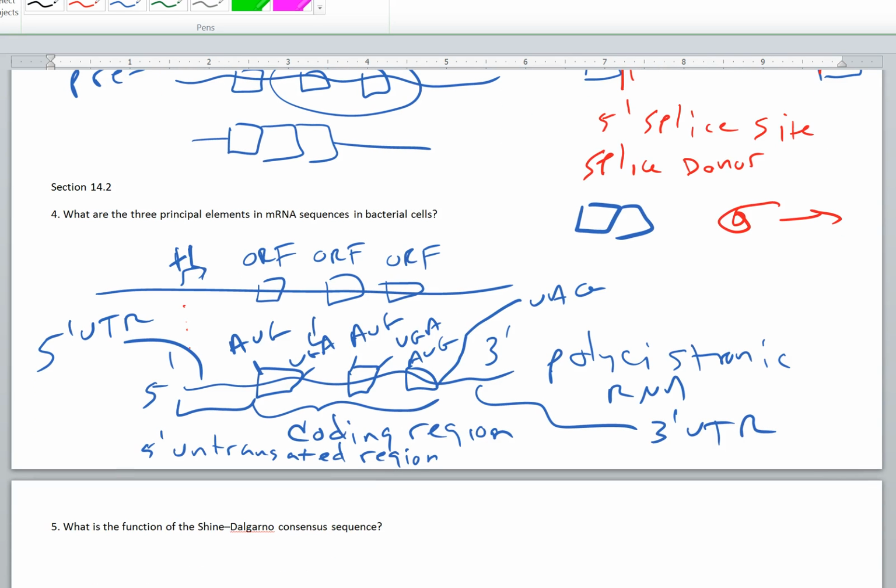But in here, there's a sequence, when we talk about translation, where the ribosome binds. So this is called a ribosome binding site.